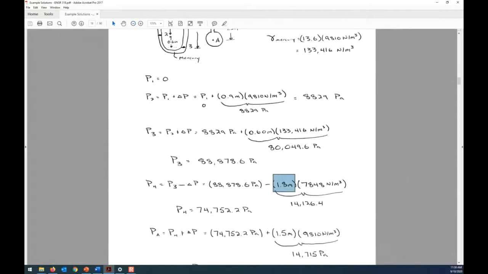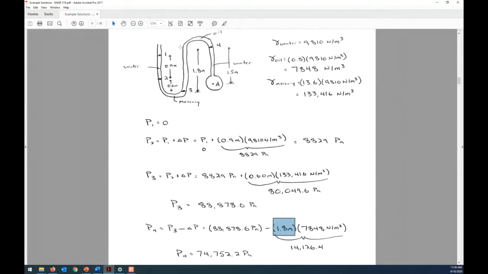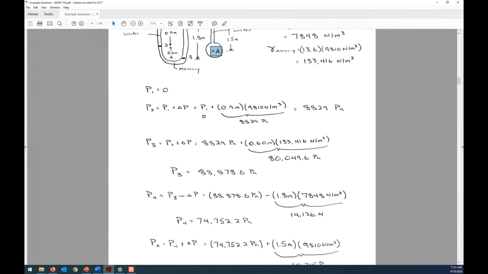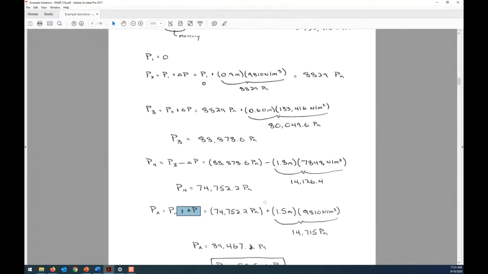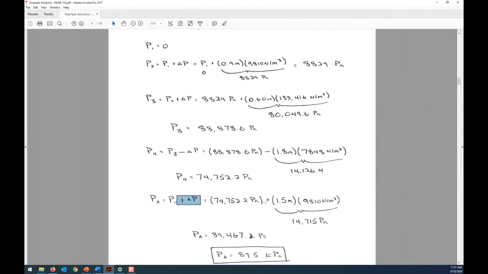Let me zoom out a bit so we can keep an eye on the sketch here. So we're at P4, and now we want to go from 4 down to A. And so that's going to be a plus because we're going downward. So pressure at A is P4 plus the difference. So the difference is an additional 14,715 pascals. And so finally, the pressure at A is 89.5 kilopascals.